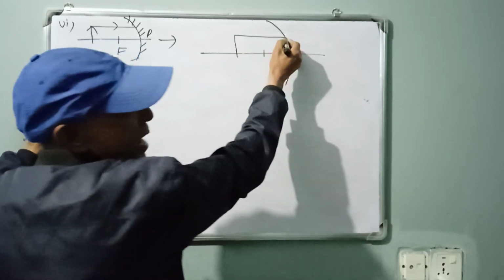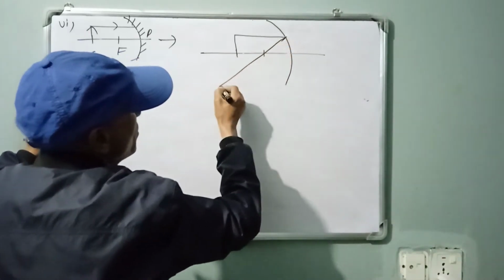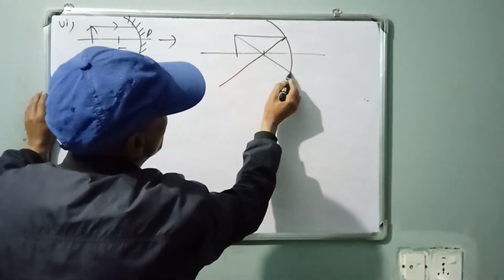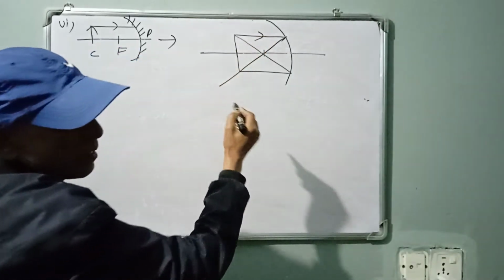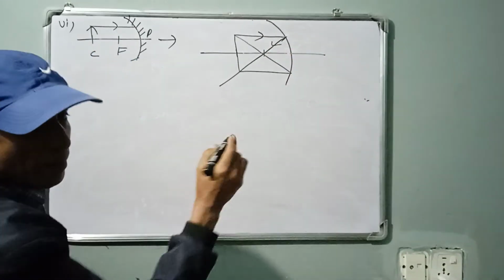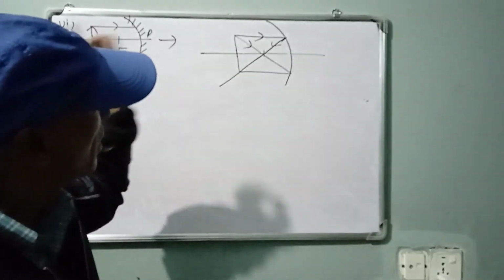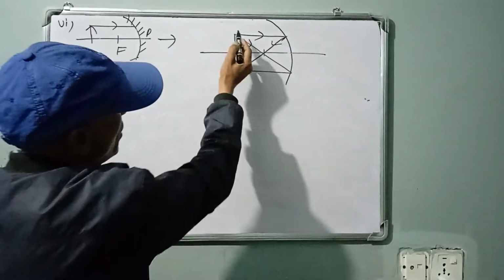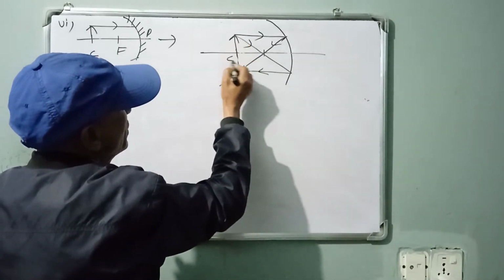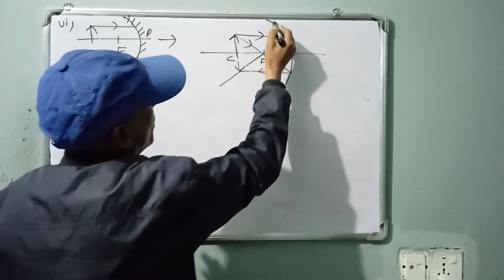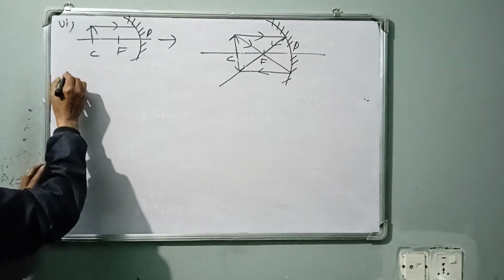A ray which is parallel to the principal axis passes through the focus after reflection. Another ray which passes through the focus will be parallel. Parallel भएको फोकसबाट पास, फोकसबाट गएको प्यारलल हुन्छ. यहाँ इमेज बन्छ. Center, focus, pole P. What type of image?